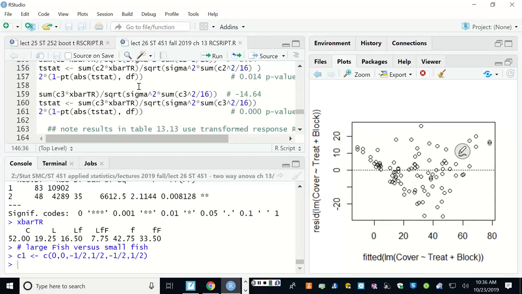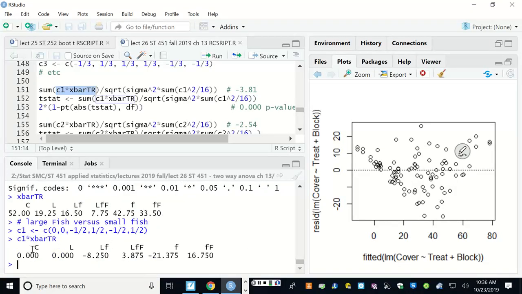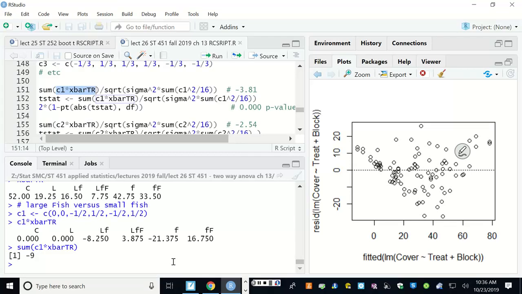What I'll do with that is take C1 times the X bar. If I take C1 times the X bar that I calculated for treatments, it zeroes out those 2 that aren't relevant, and makes a couple negative. If I add those up, I get a contrast average of -9. I'm going to compare that to a certain standard error. You square the C's, divide by the sample sizes, multiply by the variance. That ends up being the variance of this particular contrast.